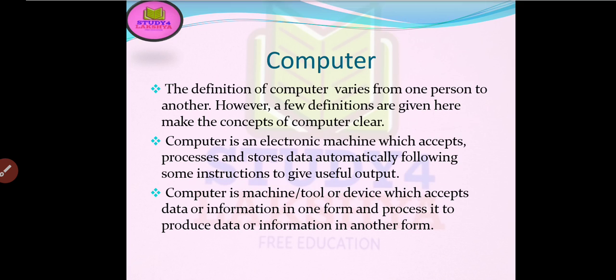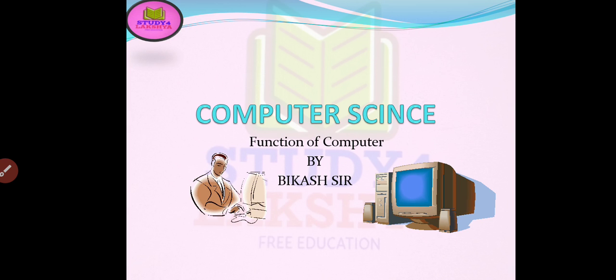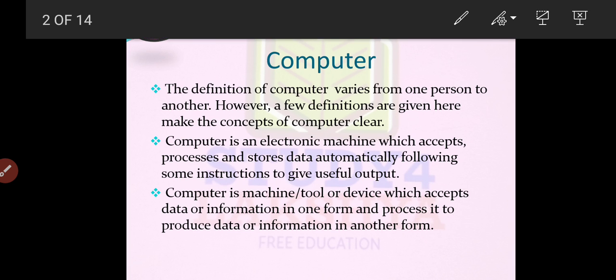The definition of a computer varies from one person to another. For every person, the definition is different. For a researcher, the definition is different, but all functions work in the same way. The internal function is the same. For a shopkeeper, his definition is different because he is working in a different way. But the internal function of the computer is the same for all computers.